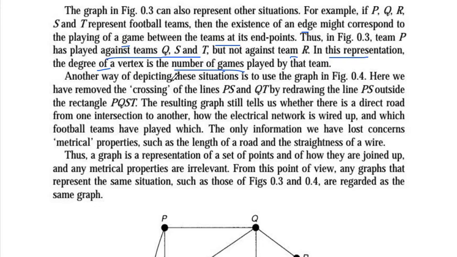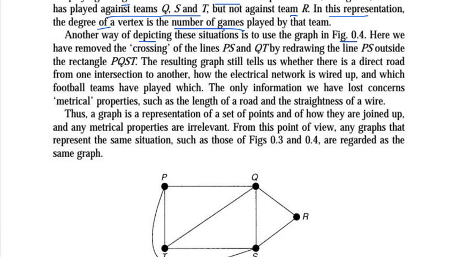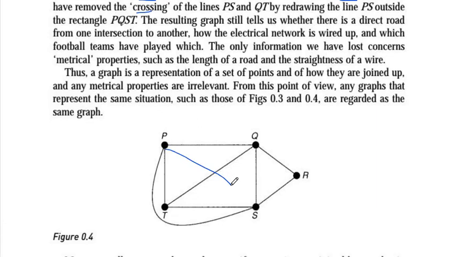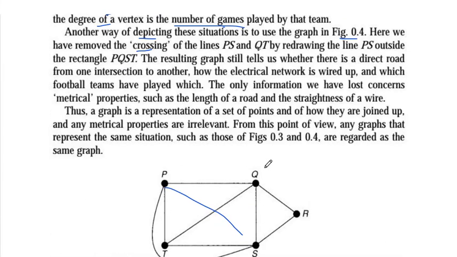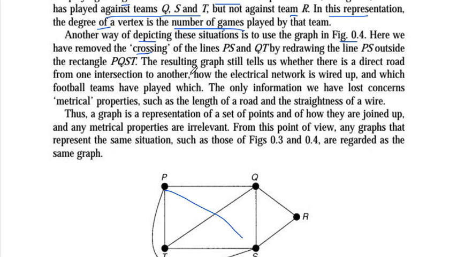Next graph. Another way of depicting this situation is to use the graph in this figure, in which we have removed the crossing of lines PS and QT. We have made a different route. The resulting graph still tells us whether there is a direct road from one intersection to another.